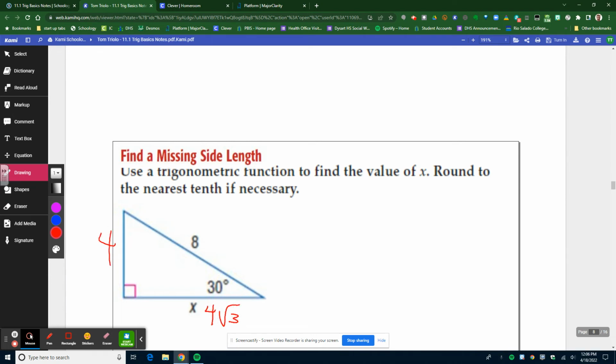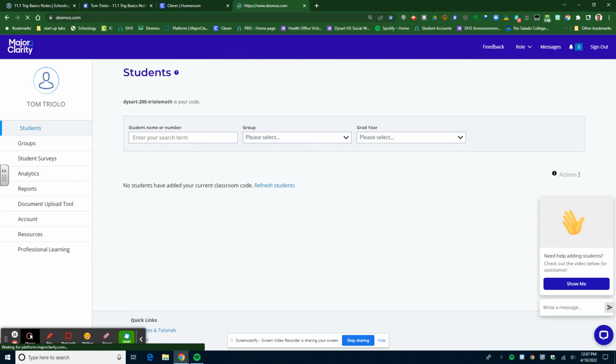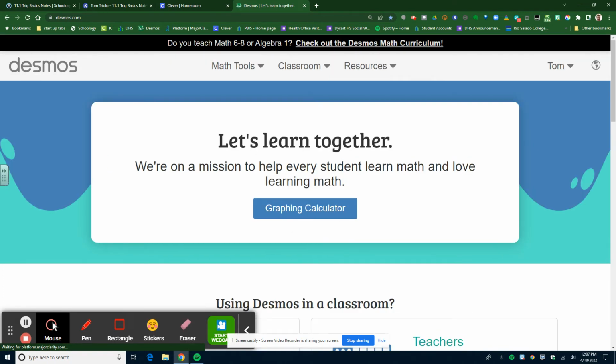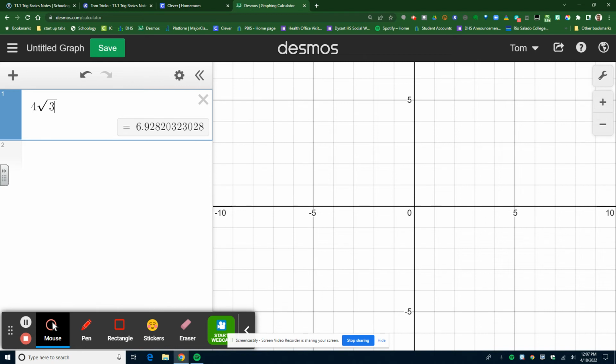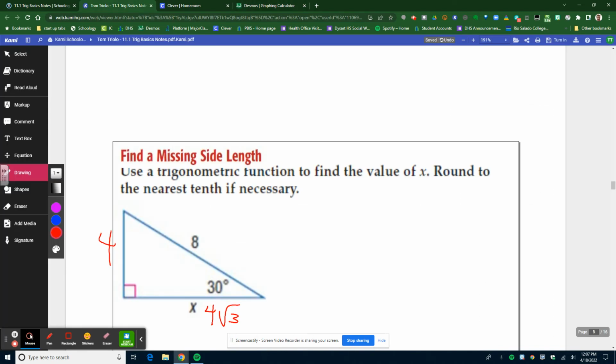So it says, let's round. So just go to Desmos. Oh, we don't have Desmos open. Let's just go to Desmos. And type in 4 square root of 3. Literally 4 SQRT3, and that will give you your answer. So 4 SQRT3, 6.9, because that's the nearest tenth, right? So approximately 6.9, which makes sense because my hypotenuse is supposed to be my longest side.